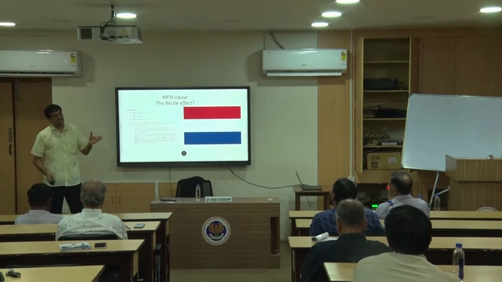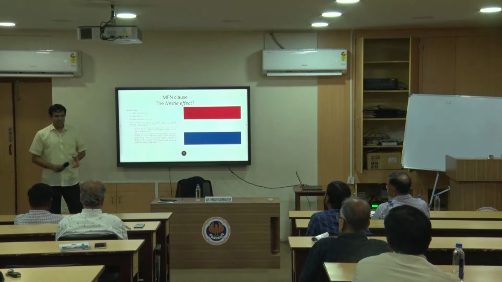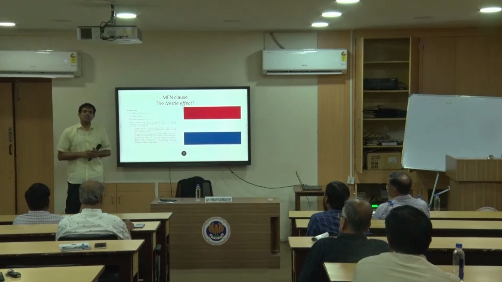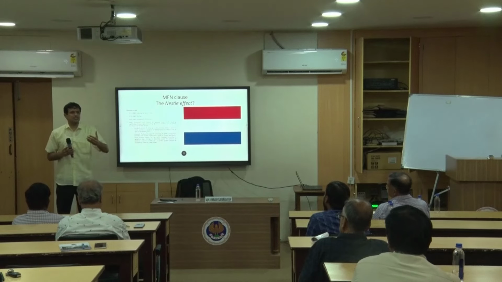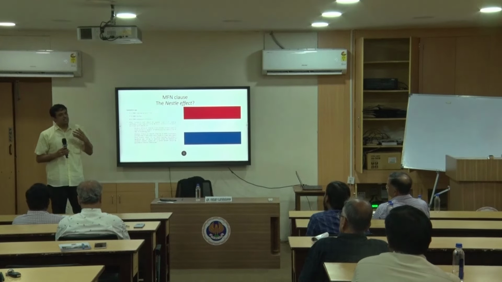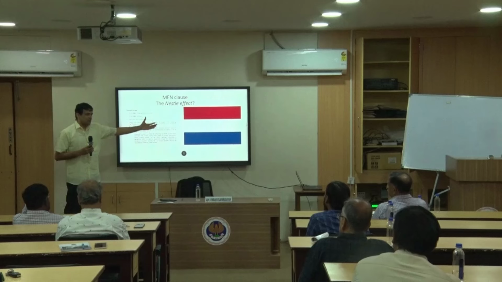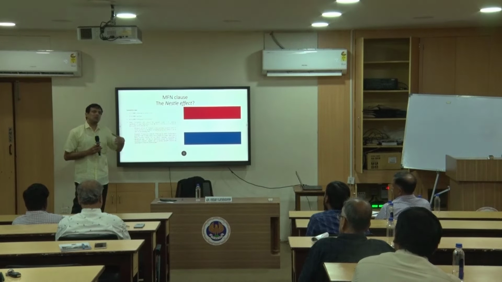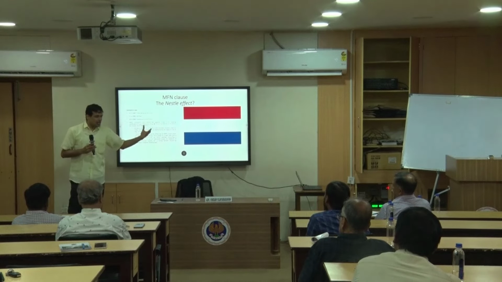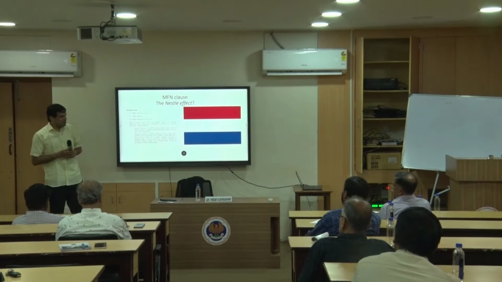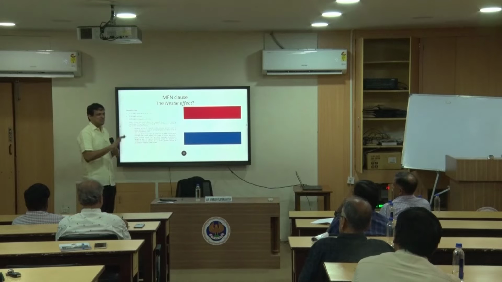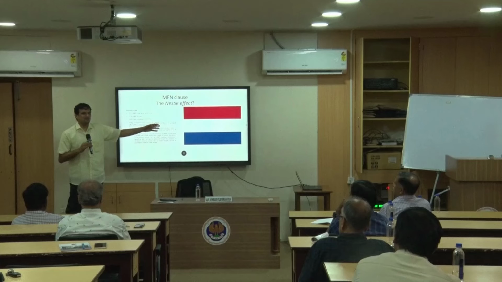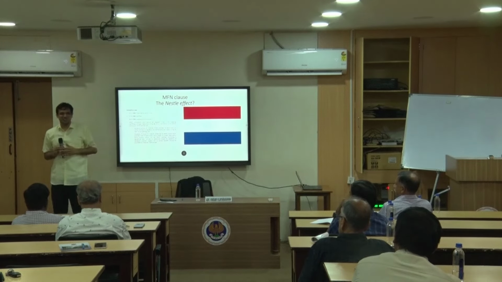The MFN clause, the most favored nation clause, was there in many treaties, especially with the OECD countries. What it said is, if India has a treaty with me, and then India goes ahead and has a treaty with another country, which has better scope or better rate, then that benefit will also apply to me. This is equivalent to saying, when you are playing young, if you are my friend, and you are becoming friend of him, I should have the same kind of benefits or access, right?